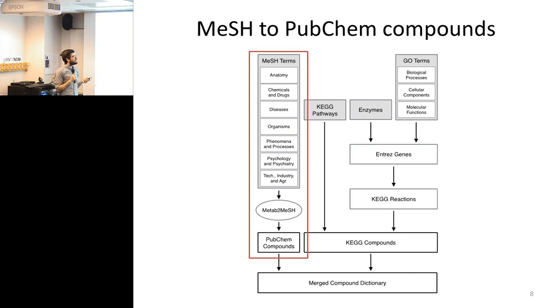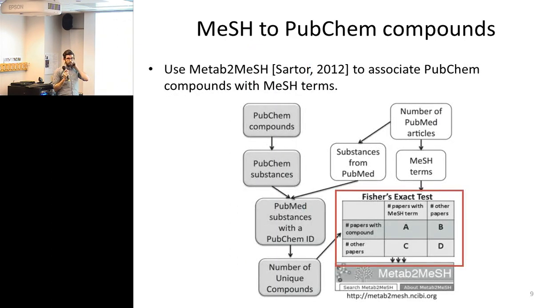metab2mesh was developed by Maureen and Alla, and Alex, and basically what it does is it associates PubChem compounds with MeSH terms. It looks through the entire PubMed article database, and associated with each PubMed article are MeSH terms and substances. And those chemical substances can be linked to PubChem substances. And then essentially a Fisher's exact test is done, which associates whether a compound occurs in a paper along with a MeSH term or not.